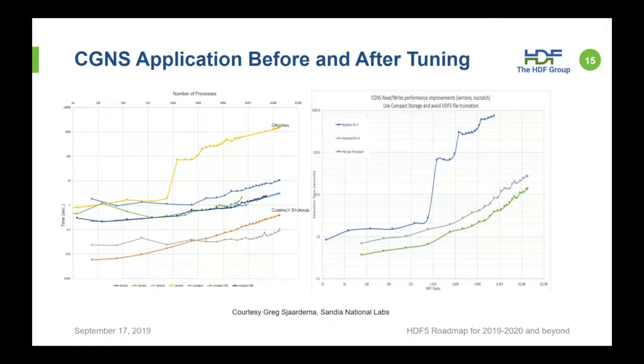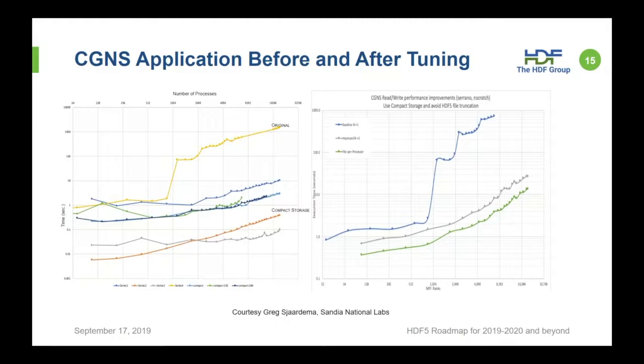On the other hand, there are success stories. Those 2 graphs represent a CGNS application before and after tuning. I will not go into detail, but you see the upper line, and it's a logarithmic scale. When you go to more than 1,000 processes, you cannot do anything. It's not scaling. And we were able to improve performance by adding new features to the HDF5 library, by fixing it, and fixing applications.